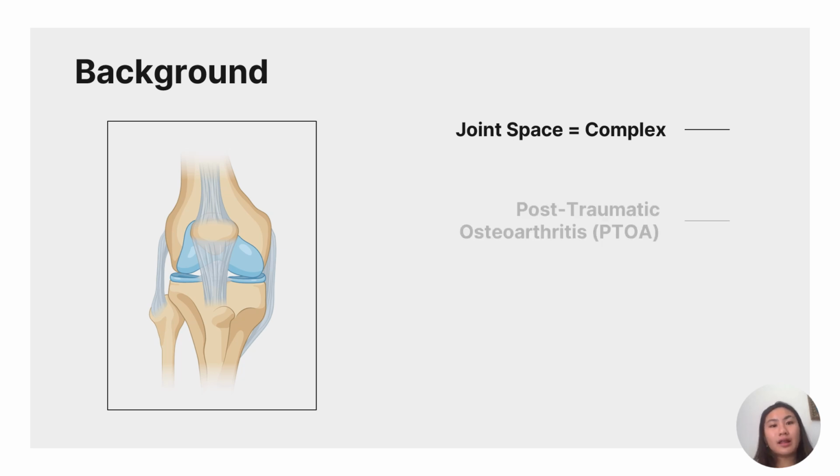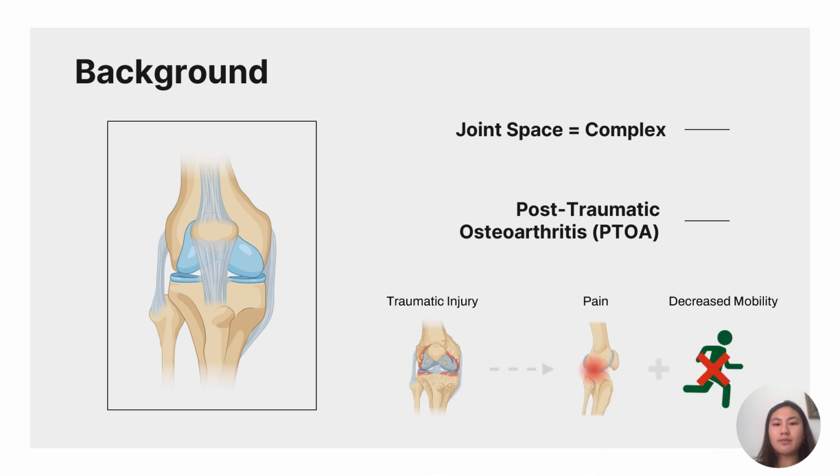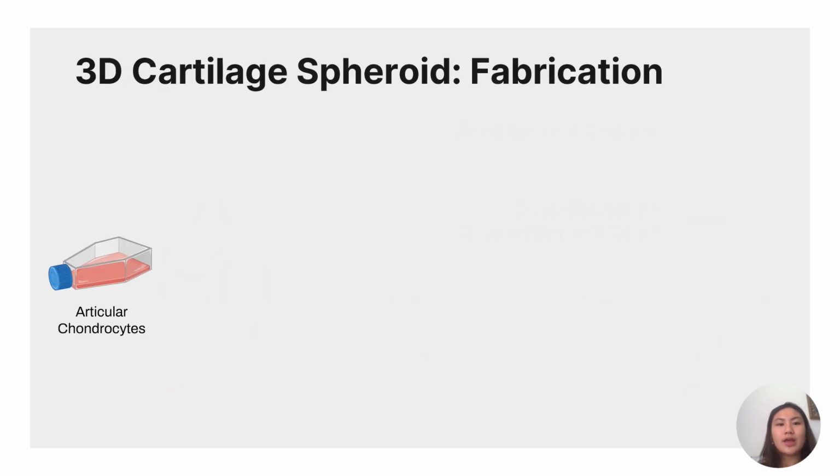And here in the Lindbergh lab, we have a focus on studying post-traumatic osteoarthritis, also known as PTOA. This is the most common disorder of the joint, and it's characterized by cartilage degradation caused by a traumatic injury that then leads to chronic pain and decreased mobility. Although it is the most common chronic disorder, still not a lot is understood about this condition.